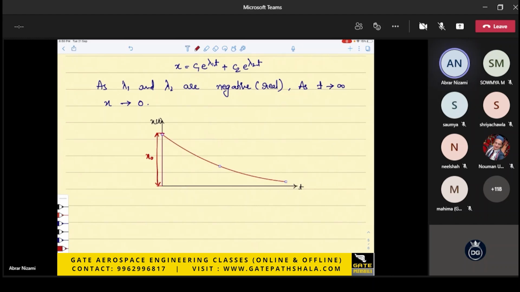So when the time t tends to infinity, this amplitude will come to 0. There is no oscillation and it is decaying. It's called an overdamped system. Right?